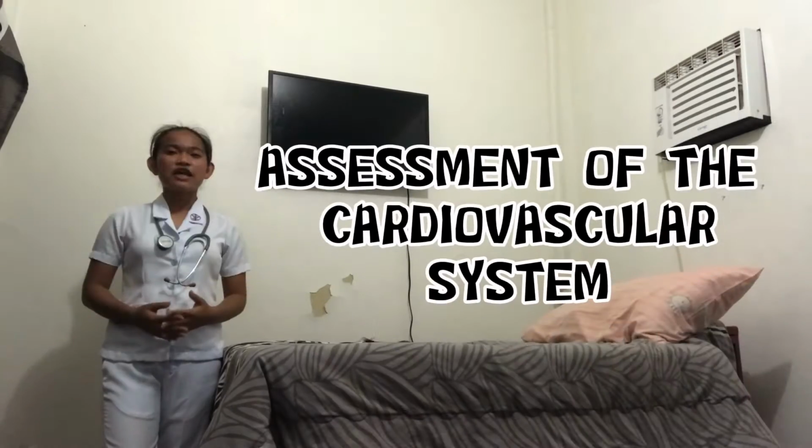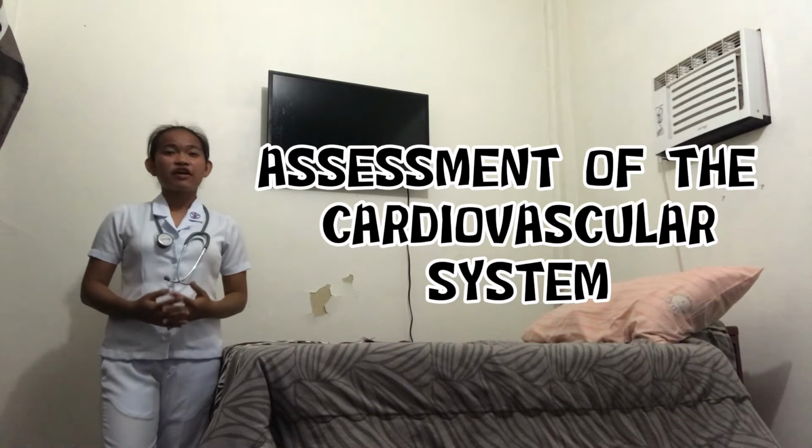And today I am going to demonstrate the assessment of the cardiovascular system. The cardiovascular system consists of the heart, blood vessels, and the blood. Its primary function is to transport nutrients and oxygen-rich blood to all parts of the body and to carry the oxygenated blood back to the lungs.